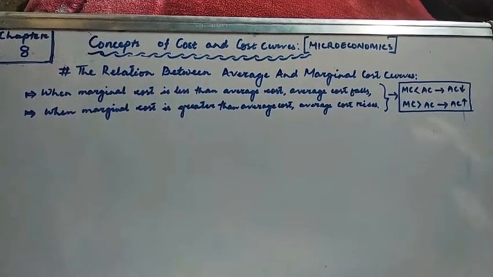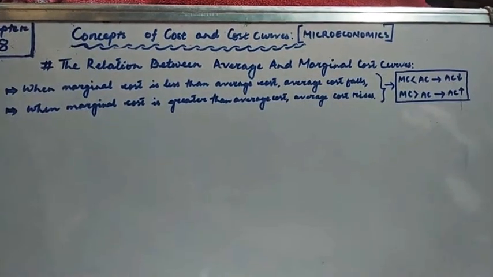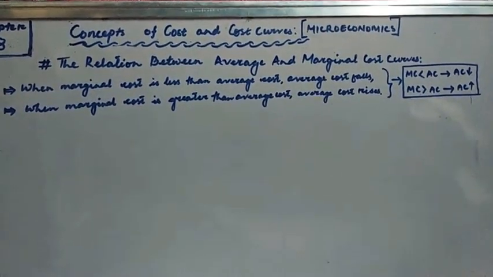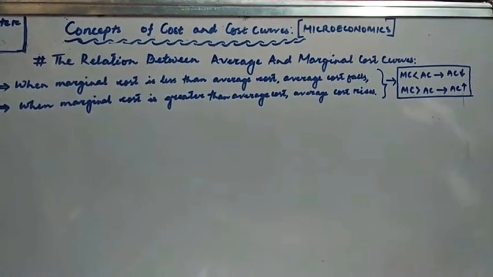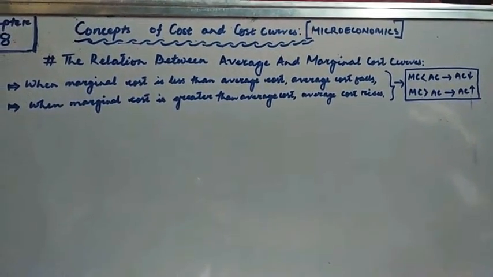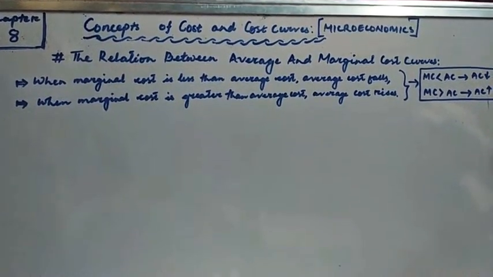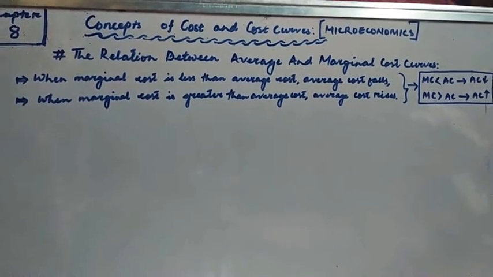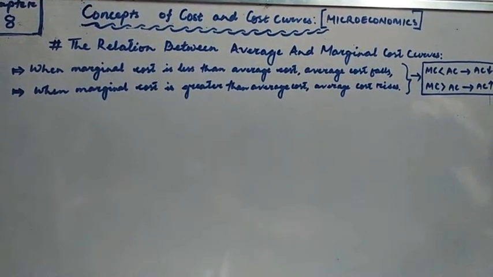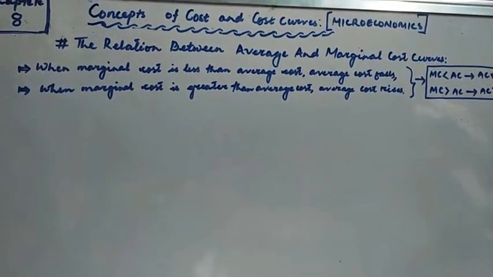So today's topic is the relation between average cost and marginal cost curves. We shall see the relation that occurs between the average cost curves and the marginal cost curves. We have explained in the previous classes the concept of average and marginal cost curves. And again, there is an important relation between the two, which we shall explain here.